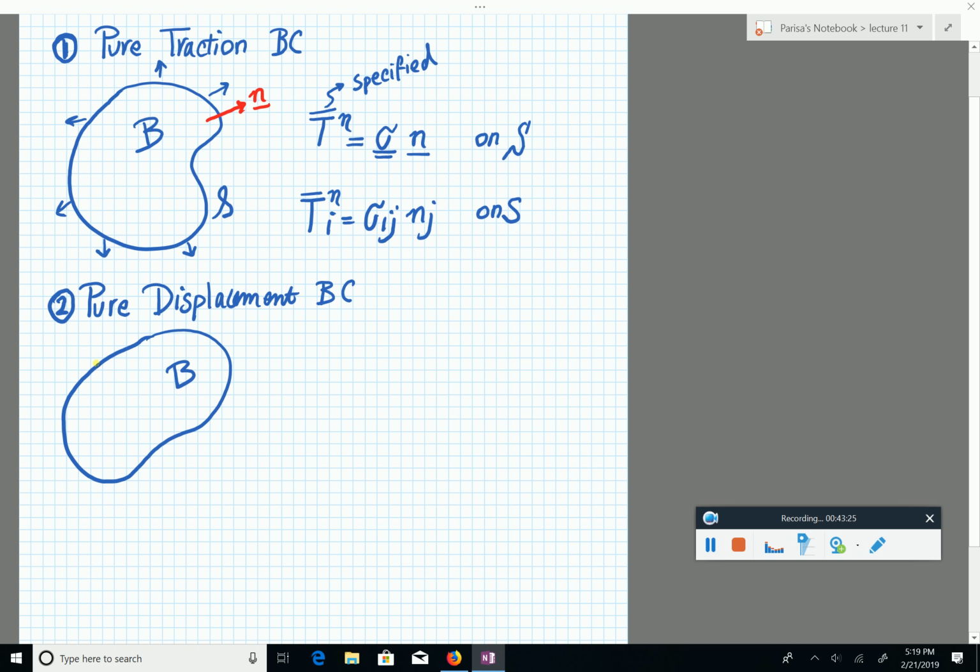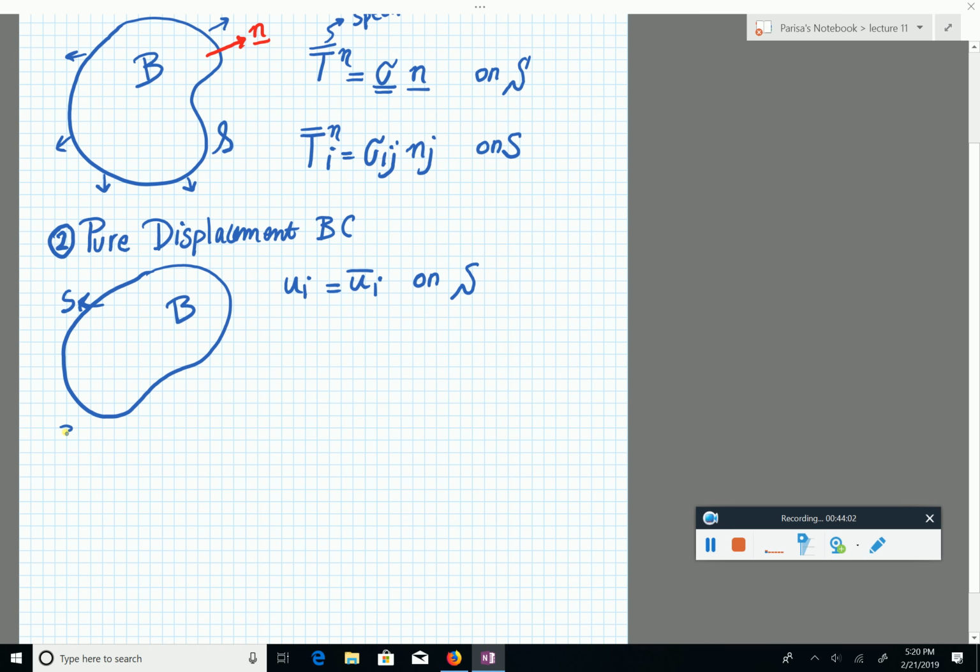So again, this is boundary, there is S, and you specify some displacement, prescribed displacement. A very simple example of this is what? When you have what type of boundary conditions? Like fixed boundary conditions, right? Wherever something is fixed somewhere, you just specify displacement and then everything is good.